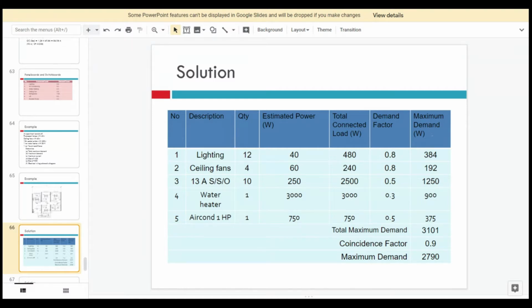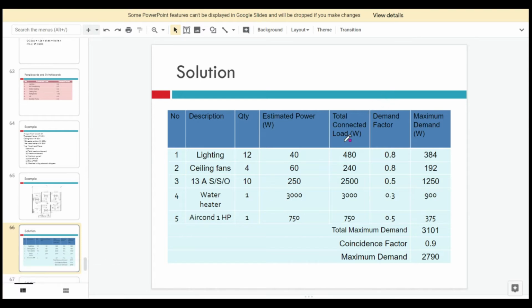So from there, you have to come up with the load calculation. First you have to come up with the load calculation. Load calculation is very important in order to design the electrical system. So in this table, you can do it in table form to make it easier to monitor, to calculate the total maximum demand. First, you have to write down the numbers, description, quantity, estimated power, the total connected load.